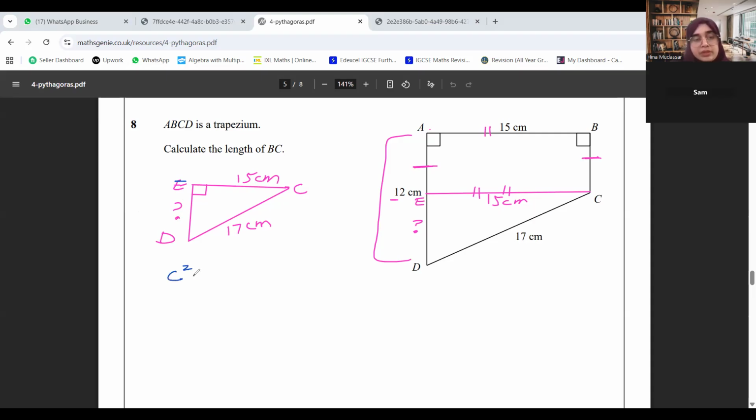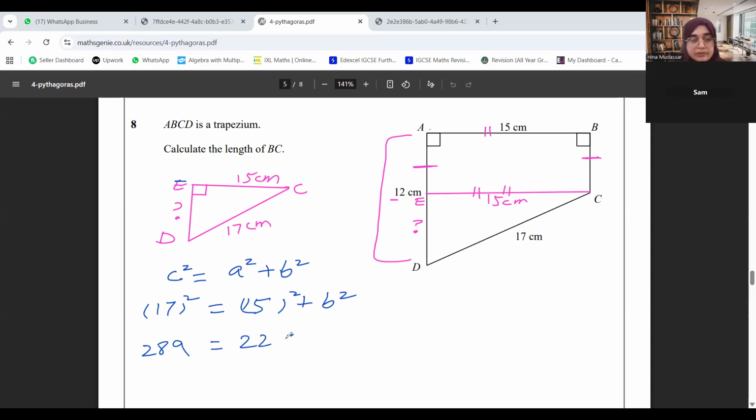So the hypotenuse squared is always equal to the sum of the squares of the two sides. So it will be 17 squared equals 15 squared plus b squared. I'm not writing centimeters for now. Let's work together. What is 17 squared? 289. 15 squared? 225. And how do we find b squared? You have to do 289 take away 225.